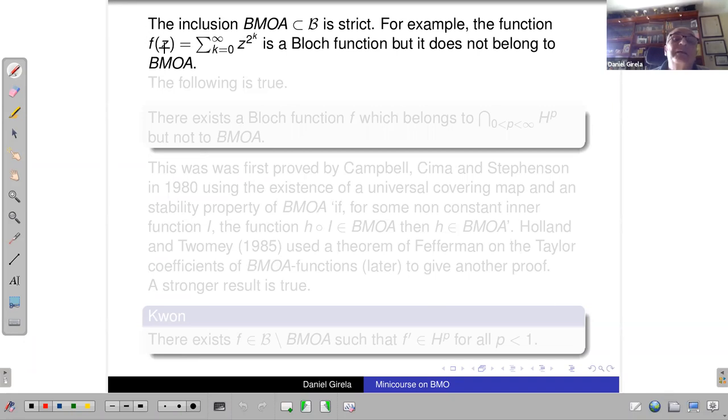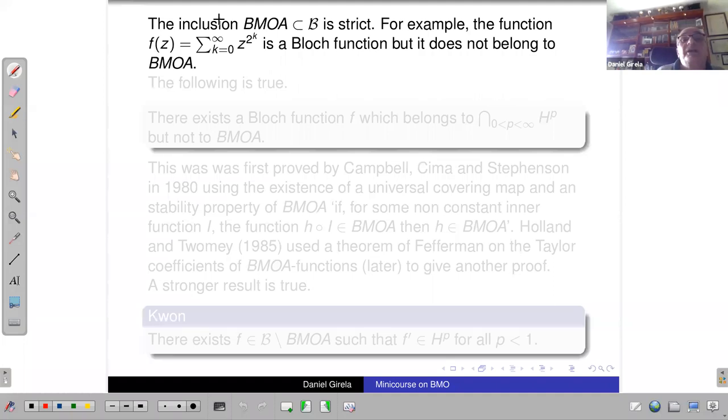But if you consider power series with Hadamard gaps, then a power series with Hadamard gaps is a Bloch function if and only if these Taylor coefficients are bounded. So in particular, this function given by this power series with Hadamard gaps is a Bloch function. But of course, this function cannot belong to BMO. Why? Well, we can see this in many ways. One way is that you know that this function does not have a radial limit at any point of the boundary. You are familiar with the theory of power series with Hadamard gaps. So this function is not in any of the Hardy spaces.